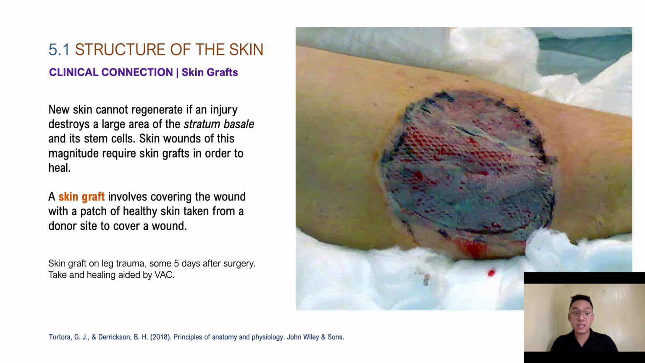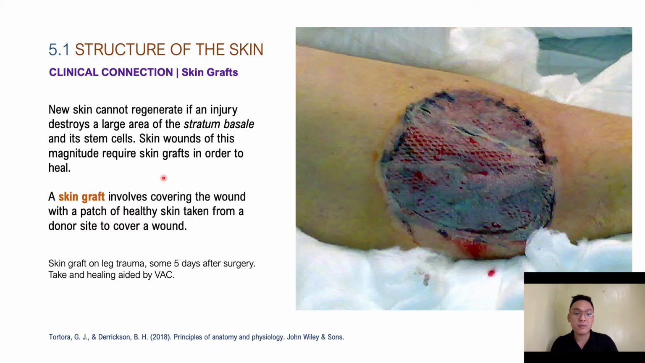In the first feature of clinical connection, this is all about skin grafts. What are skin grafts? So technically, new skin cannot regenerate if an injury destroys a large area of the stratum basale, that's the deepest part of the strata of your epidermis, and also its stem cells. Skin wounds of this magnitude require skin grafts in order to heal.